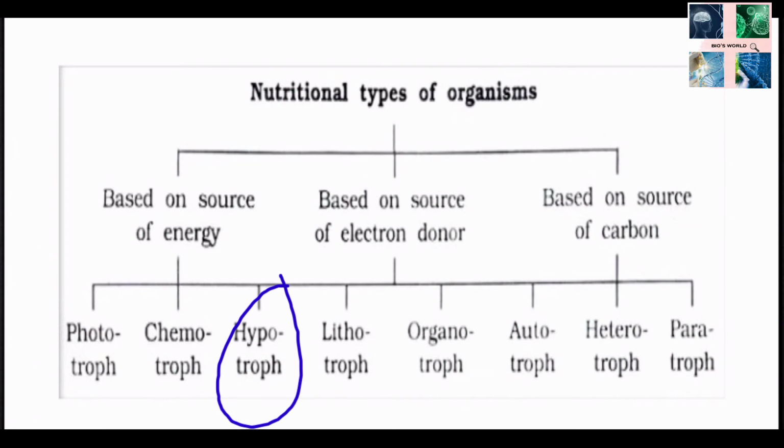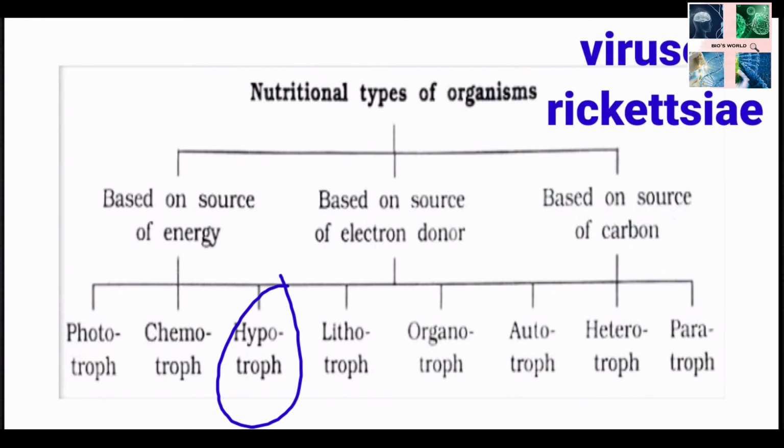Next is about hypotrophs. These are organisms which cannot utilize any external source of energy. This is because of their inability to synthesize ATP. They require ready-made ATP for growth. It may be obtained from other living host cells. Thus, these organisms grow as parasites, for example, viruses and rickettsia.